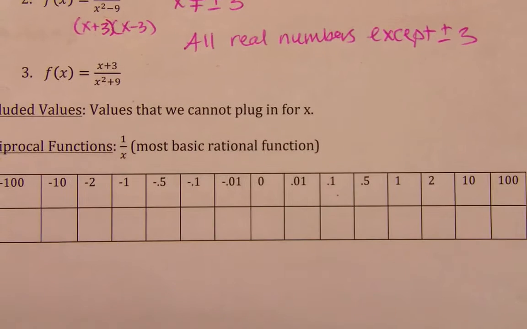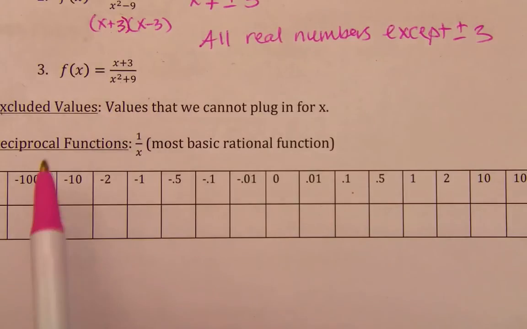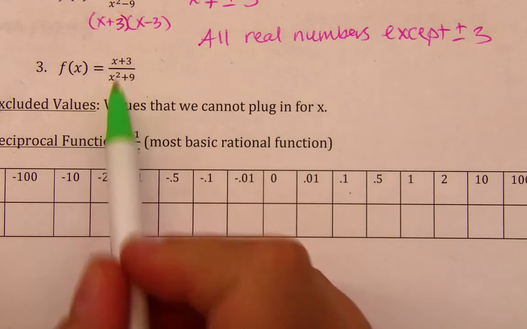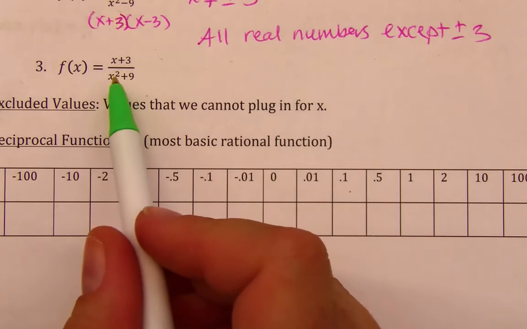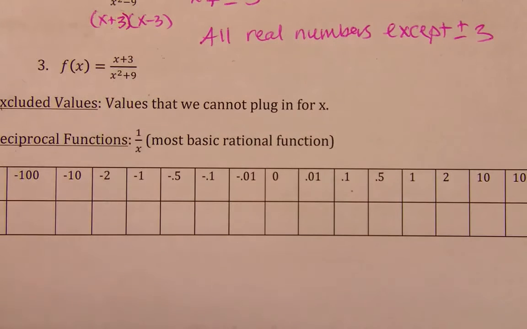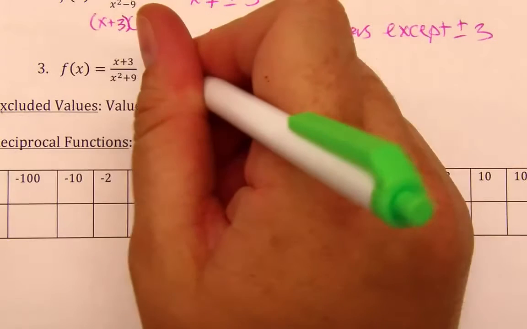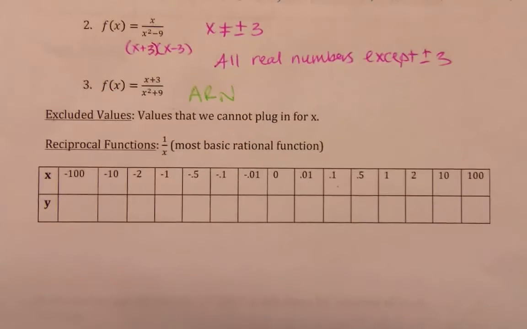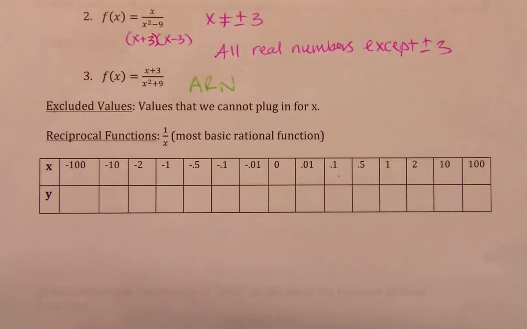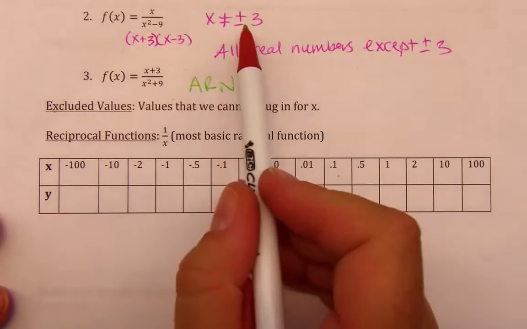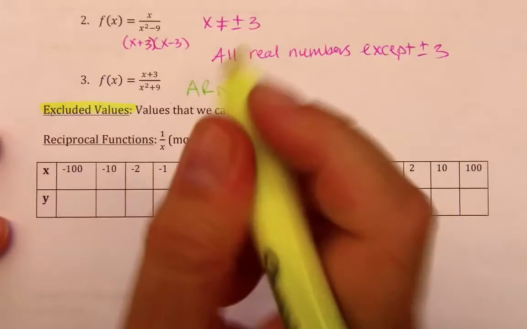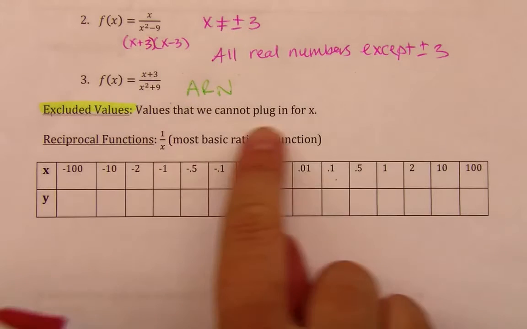Looking at the next one, if we're trying to think what would make my denominator 0 here, you can play with different x values, but you'll see pretty quickly that there's no value that I can plug in here that's going to make my denominator 0. So if there's no values that would make it 0, then we can just say all real numbers. Zooming back out here, the values that we can't plug in, the values that would make my denominator 0, are called excluded values, and you're going to see this term over and over again. So these are values that we cannot plug in for x.